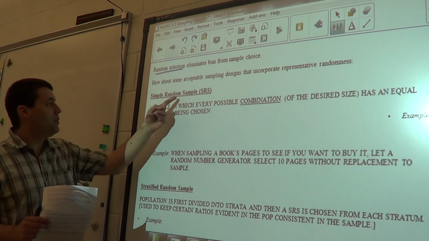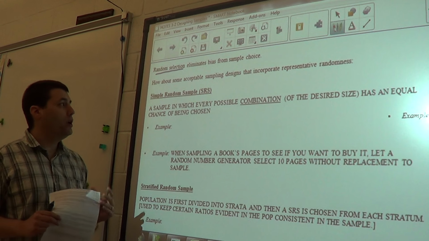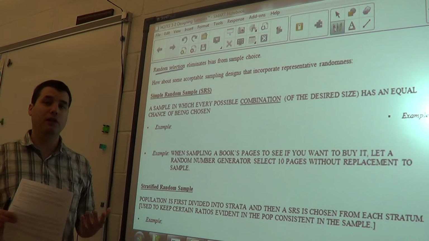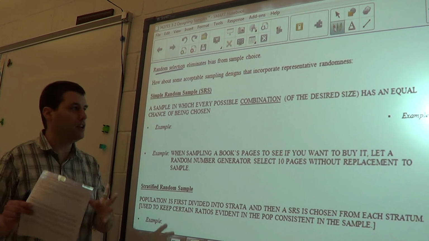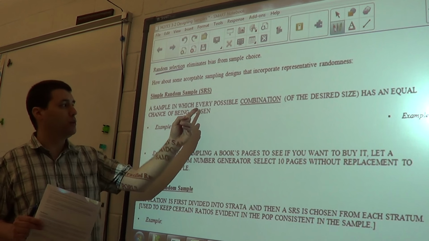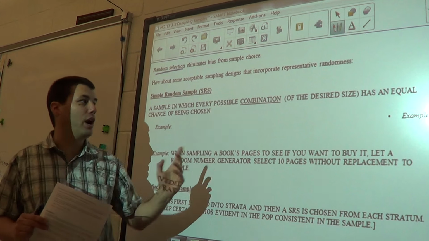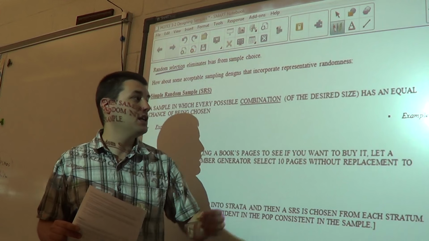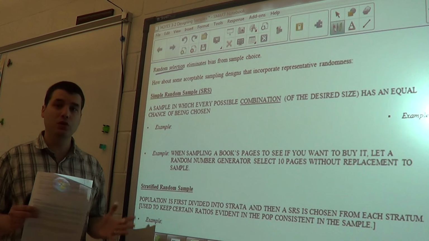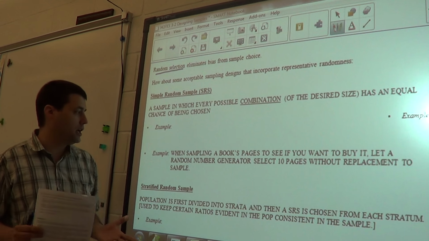So an SRS, a simple random sample. We talked about that last section. We didn't talk about it in regards to sampling from a finite, that means not infinite, a finite population though. So let's see how that might look. This is a sample, remember, in which every possible combination, or every sample of the desired size, has an equal chance of being chosen. We talked about ways you can do that using number generators and things like that.